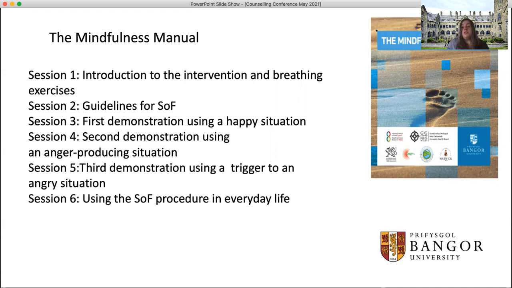Okay, and this was all to do with fidelity. When we're talking about an evidence-based intervention, it's about making sure that the evidence is based on something that everybody does in the same way.